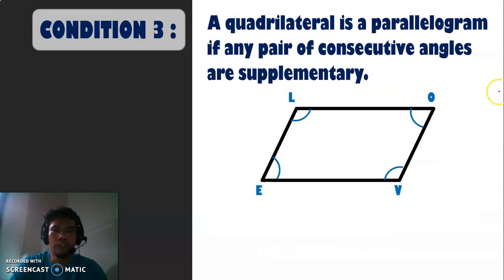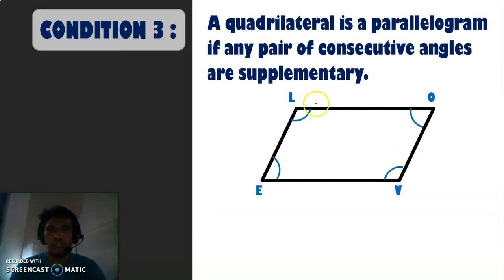For condition number 3, it states that a quadrilateral is a parallelogram if any pair of consecutive angles are supplementary. When we say consecutive angles, these are 2 angles that are next to each other. And when we say supplementary, this means that 2 angles, when added up, will give you the sum of 180 degrees. Let's use the same figure.